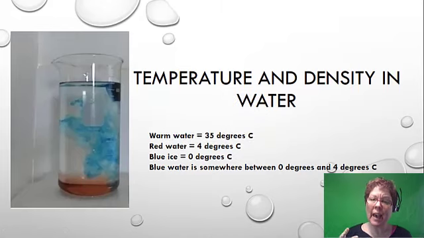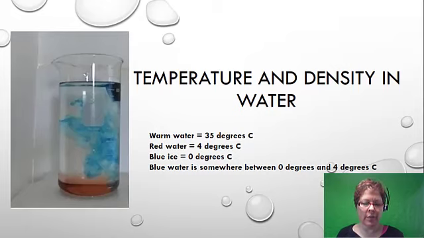Okay, just a recap of what the temperatures were so you have that in writing. We have a picture on the left of midway through the experiment. Our warm water that we got from the tap at the beginning was about 35 degrees Celsius. Our cold red water was 4 degrees Celsius. Our blue ice was 0 degrees Celsius.